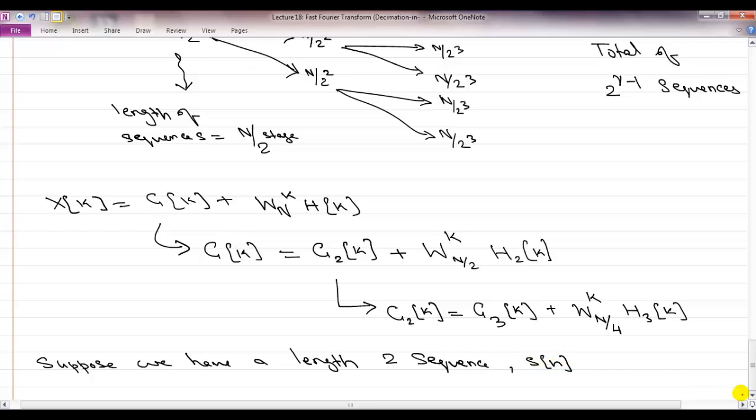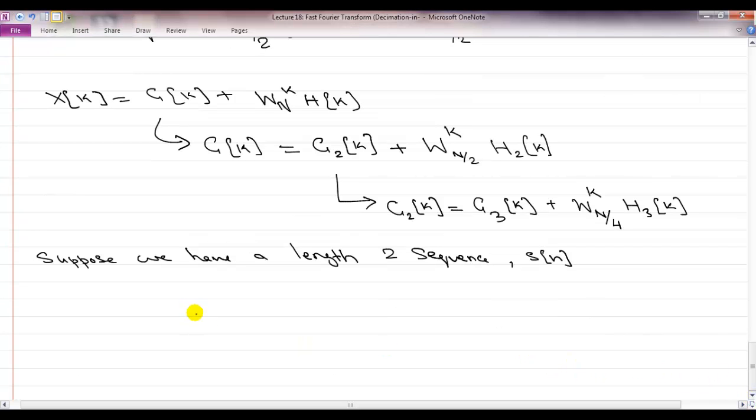S of n. Okay. So the 2-point DFT of that, S of k, using the formula, is given by what? If you want to compute the 2-point DFT, you just take the DFT of its even value, which is length 1, multiply it with W 2 to the k and times the length 1 sequence, which is given by the odd value. So S of k, this is a capital S, okay?